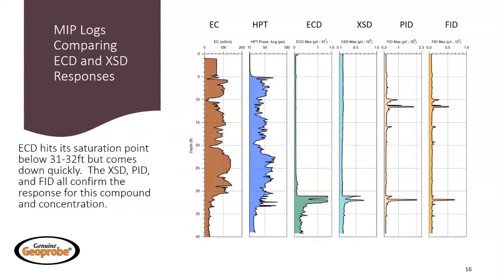For the next 3 logs, we will show individual EC and HPT graphs for lithology, along with the 4 detectors. In this log, the first responses are seen only on the PID and FID above 20 feet, which is typical for petroleum hydrocarbons. The main deeper response is seen between 30 and 35 feet on all detectors with a strong ECD response. It's reaching its saturation point. This is probably a double bonded chlorinated such as PCE, since it's also seen on the PID.